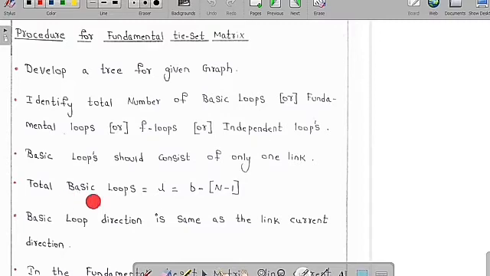So the total number of basic loops is equal to the number of links in the given graph. It is equal to the total number of branches minus the total number of twigs, which is b minus (n minus 1). This is the number of basic loops you can get from the given graph.